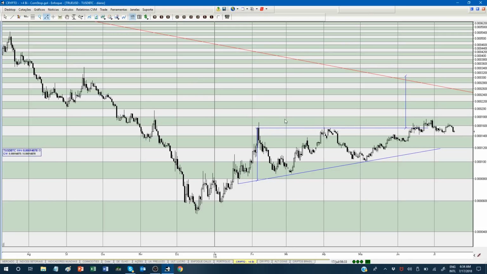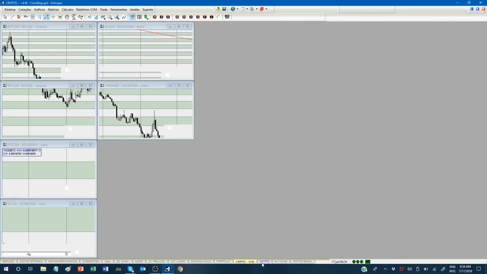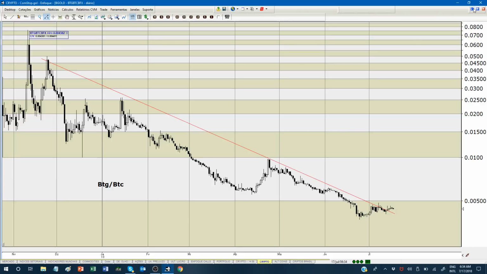And well, this is TrueUSD, which is a stable dollar coin, right? This equals a dollar. That's the value of the dollar as compared to Bitcoin. It is probably going down as well, as I told you that Bitcoin is probably going up in dollars. Okay, so now we're going to the next set of cryptos.